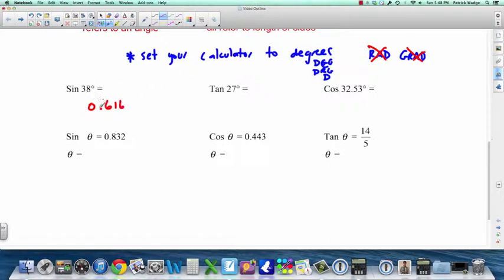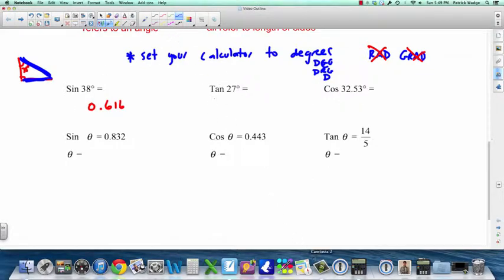But wait a minute. Just to make sure you're clear, what does this mean? This means if I had a right angle triangle and one of the angles was 38, I'll put it up here. One of the acute angles is 38. And this is the sine ratio. So that means opposite divided by hypotenuse. If I took this one, opposite, and divided by hypotenuse, what would I get? I would get 0.616. It doesn't matter how big, how small that triangle is.